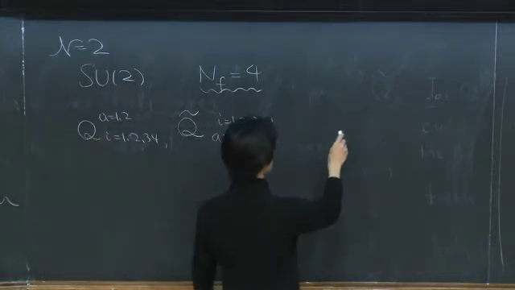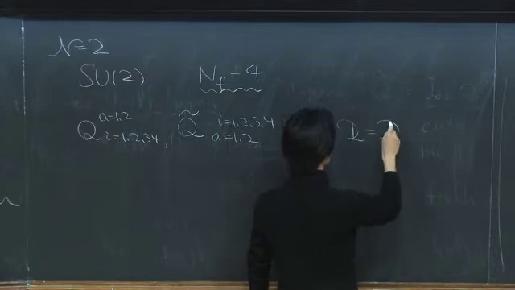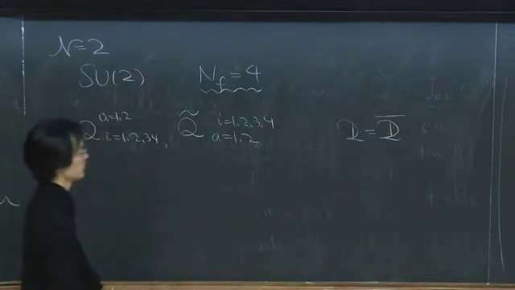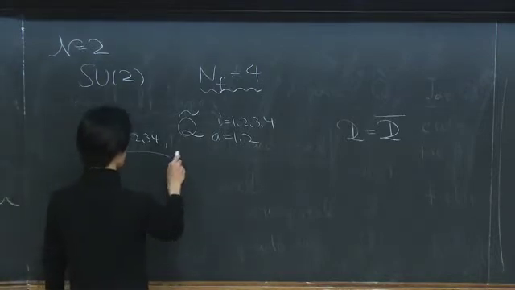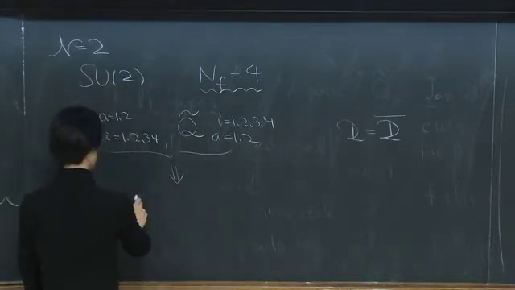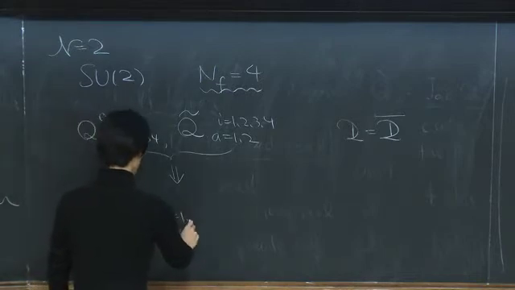However, as is familiar, the doublet and anti-doublet of SU2 are the same. So instead of writing them as this, let's use the notation that we have Q, A, 1, and 2, and I goes from 1 to 8.